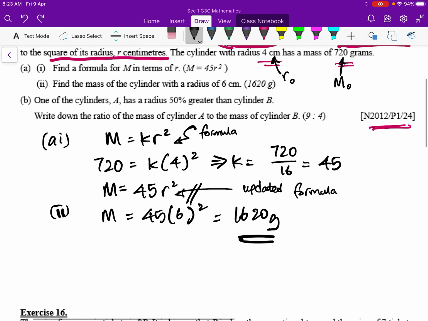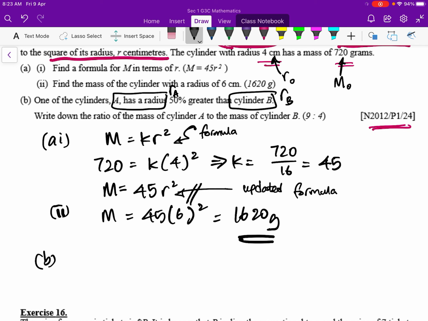Next one, part B. One of the cylinders A has a radius 50% greater than the radius of the cylinder B. Wow, now we have two different radii, and we don't know both of them, right? Are you going to call it R1, R2 or R0, R new? Or do you have a better way of calling them? Yeah, RA, RB. So the radius for A will be RA. The radius for B will be RB.